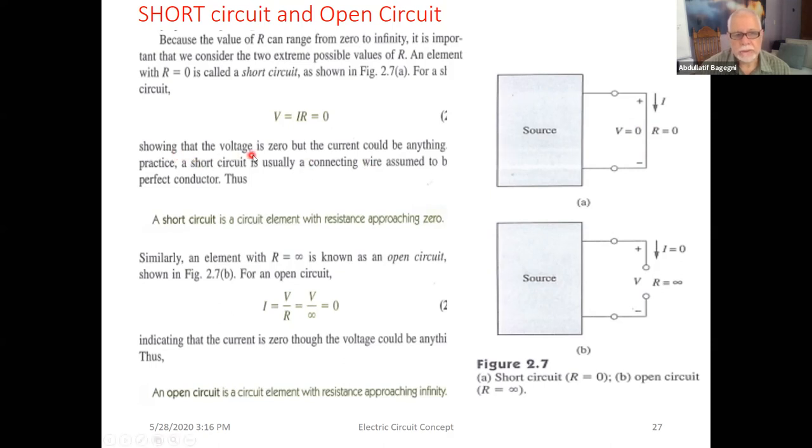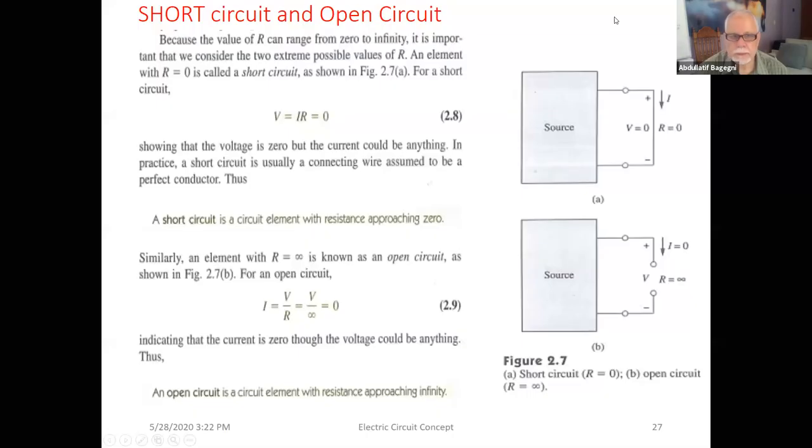Okay, so showing that the voltage is zero, but the current could be anything practical. In practice, a short circuit is usually a connecting wire assumed to be a perfect conductor. Thus, a short circuit is a circuit element with the resistance approaching zero.